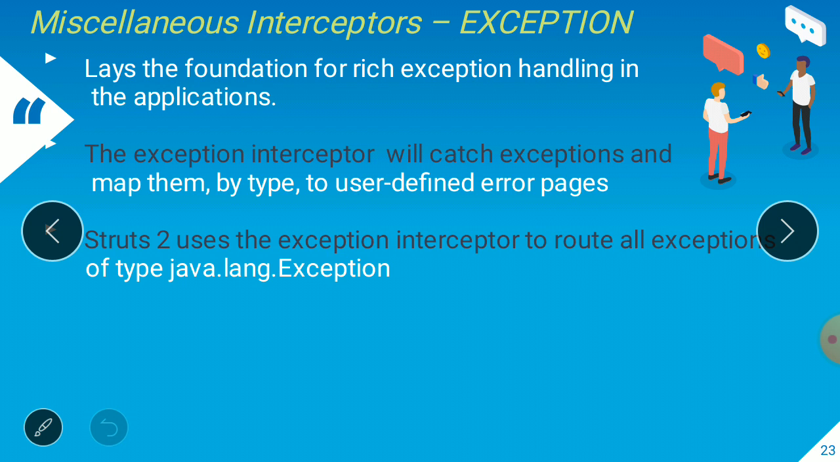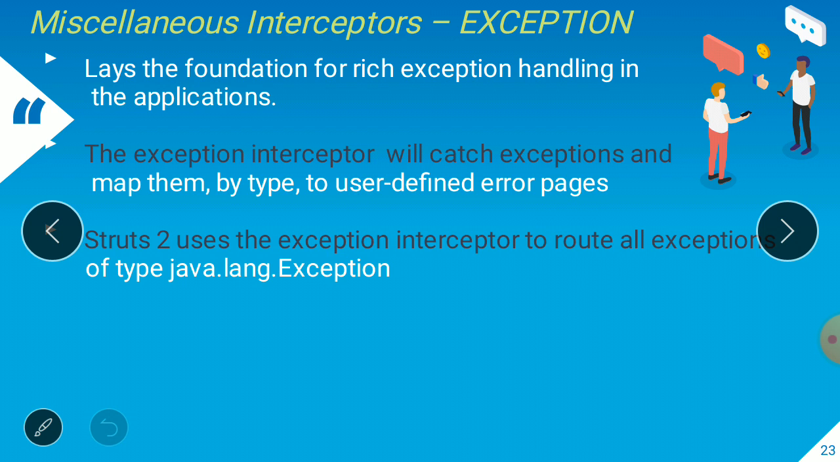Okay, so here we have an interceptor called exception. It lays a foundation for rich exception handling in the applications. We already know what is meant by exception. Run timeல unexpected errors வரும்போது we must handle பண்ணலைன்னா automatically it halts the system. So we have to handle the exception. அந்த மாதிரி ஒரு rich exception handling கொடுக்கிறதுக்காக இருக்கிற ஒரு interceptor தான் exception.